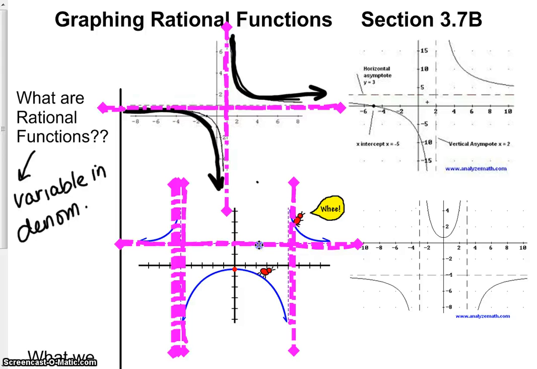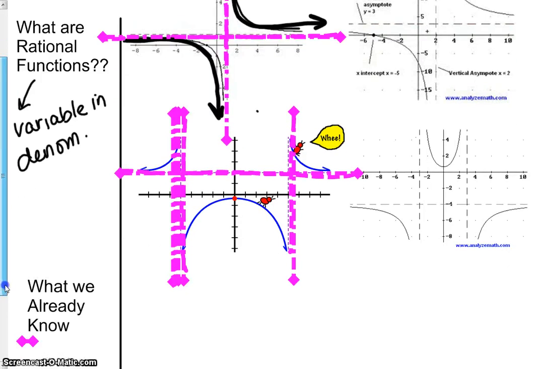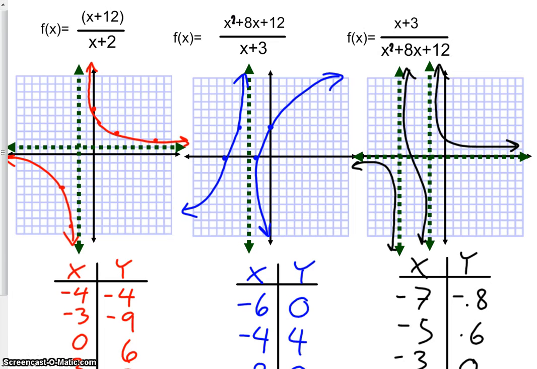I have some different pictures of some different vertical asymptotes. We already know how to do it when we don't have a variable in the denominator. This is what we do when we have a variable. So let's look at this. What do we know about a vertical asymptote, which runs up and down, and a horizontal asymptote, left and right? This is my vertical asymptote and this is my horizontal asymptote.